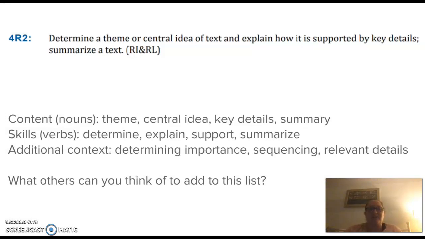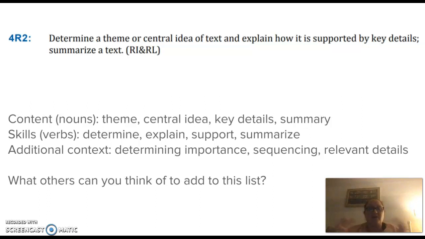If we were going to unpack this standard, it is 4th grade reading standard 2. The standard is determine a theme or central idea of text and explain how it's supported by key details, and then summarize the text. So if I were going to go through and analyze the nouns or the content, I see theme, central idea, key details, and summary, right? The verbs that I see, those are the skills. I see determine, explain, support, and summarize.